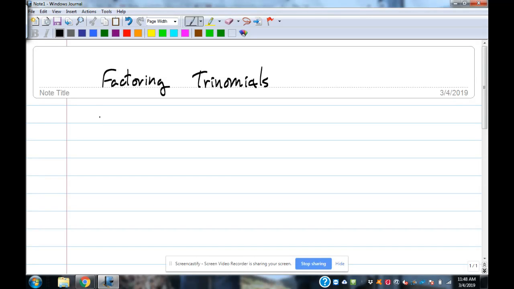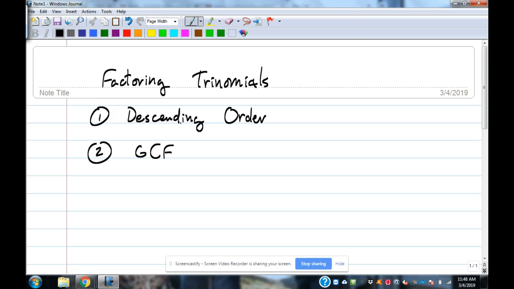Trinomial. So the first thing, anytime we're asked to factor something, what's the first thing we should look for? Descending order first. And then the first real factoring that we're doing is that GCF. We look for a greatest common factor across the entire problem and try to factor that out if there is one. A lot of times there isn't one, okay? But we're looking for that to start off.